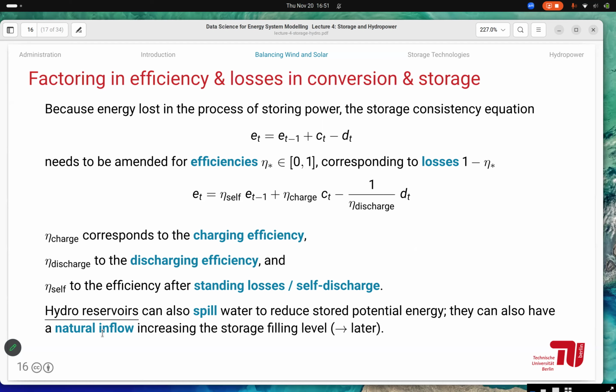some natural inflow, natural increase in state of charge from the upstream river, or in some cases, you maybe want to, if it was very rainy, for example, there's a lot of water, you maybe need to spill the water without actually using it in form of electricity, and that would be corresponding to reducing the state of charge of the storage without actually producing electricity out of that.